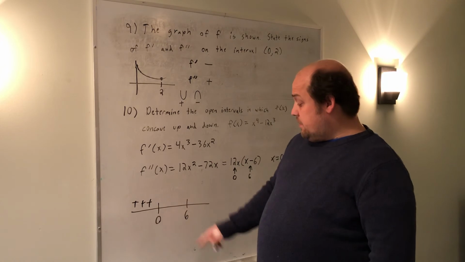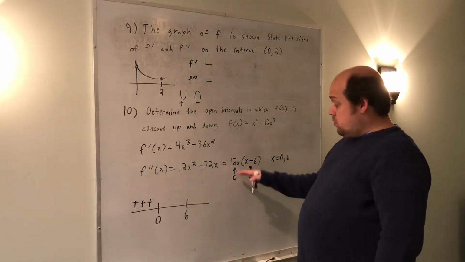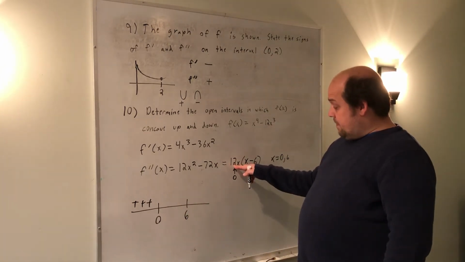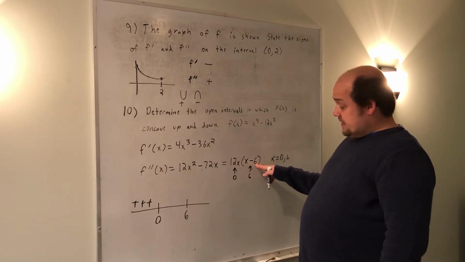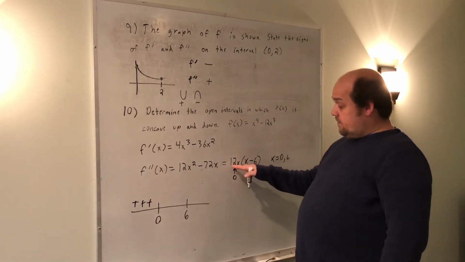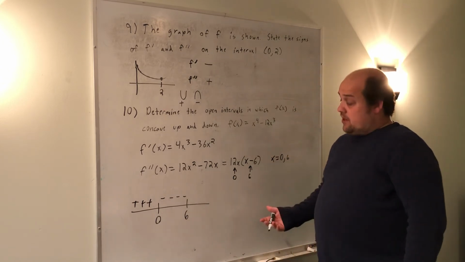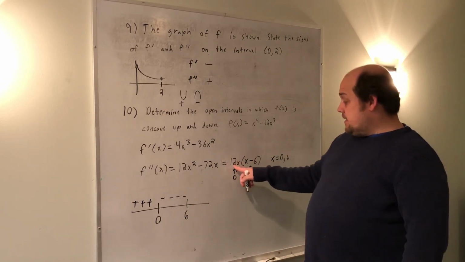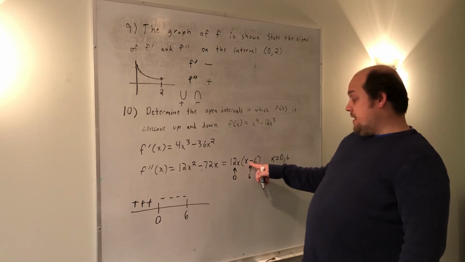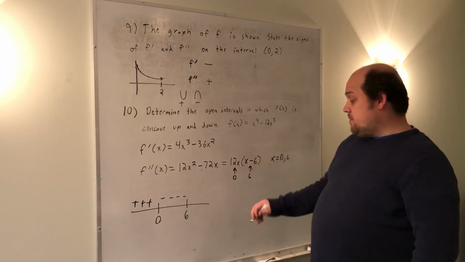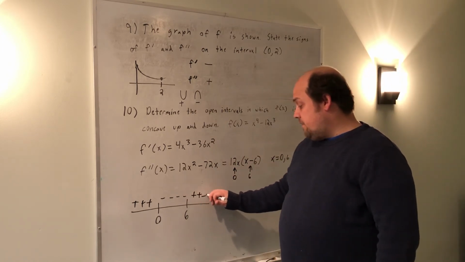If we try something between 0 and 6, let's say 2. 2 times 12 gives me a positive number. 2 minus 6 gives me a negative number. Negative times a positive is a negative. Finally, if I try something greater than 6, let's say 10. 10 times 12 is positive. 10 minus 6 is positive. Positive times a positive is positive.